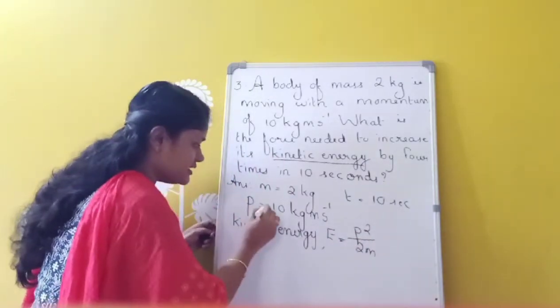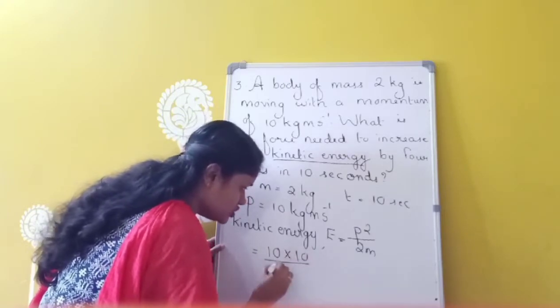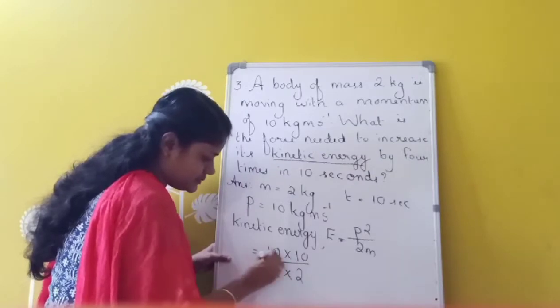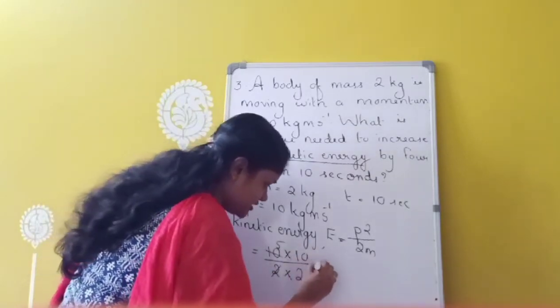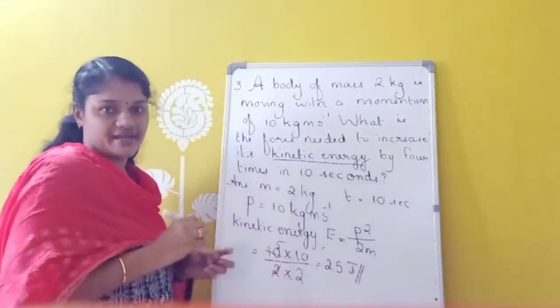That is equivalent to, what is P here? 10. So P square means 10 into 10, divided by 2 into mass. Mass is how much? 2. So cancelling, you will be getting 50 by 2, that is 25 joule. So 25 joule is the kinetic energy.